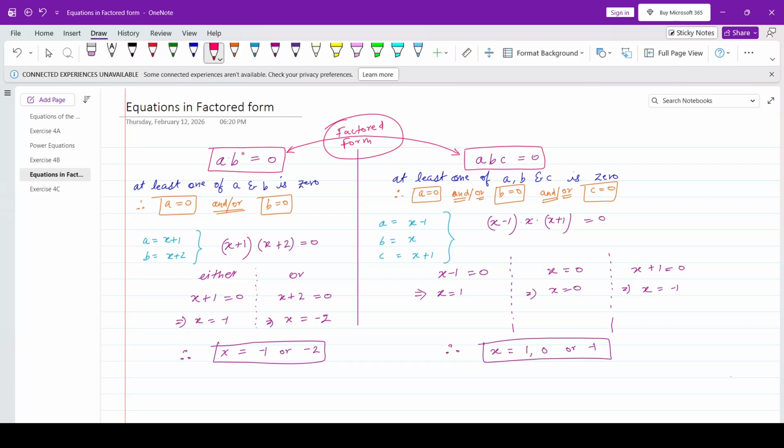Similarly, we can have more than two factors on the left hand side. So we can have A, B and C all three multiplied together, and that is equal to 0. This is also a factored form of equation.